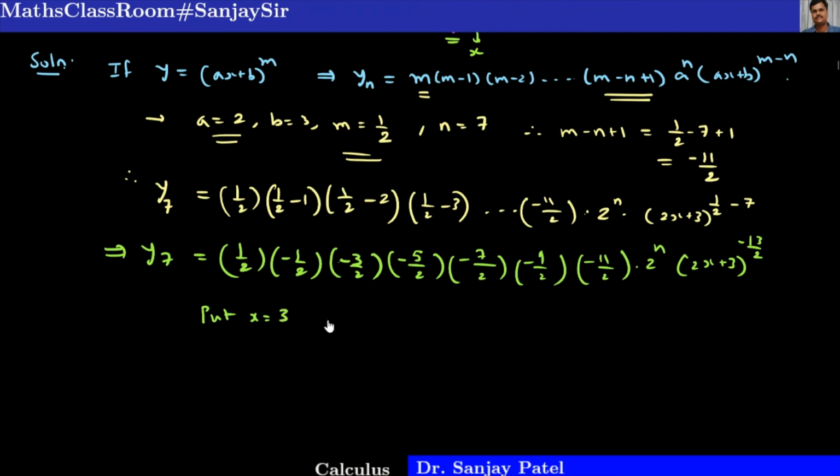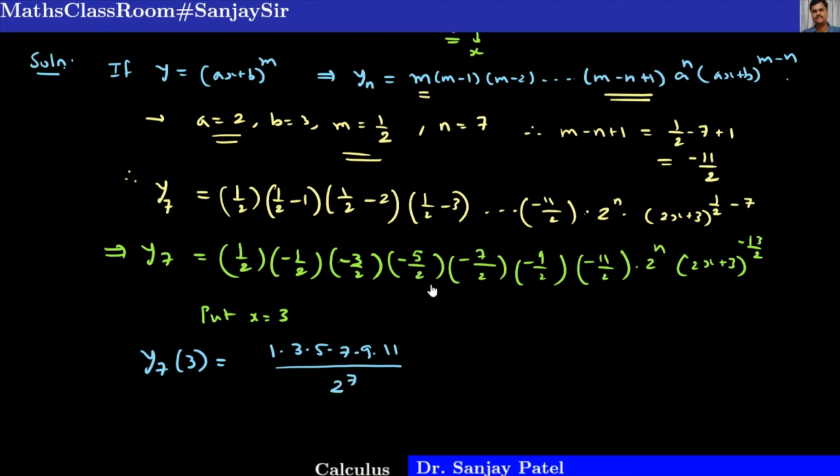Putting x equal to 3, we get y7 of 3 is equal to, this we can simplify. How many times is the minus sign there? 1, 2, 3, 4, 5, 6. It is 6 times, so it is plus, and the numerator is 1 into 3 into 5 into 7 into 9 into 11 upon 2. So 1, 2, 3, 4, 5, 6, 7. So 2 raised to 7.